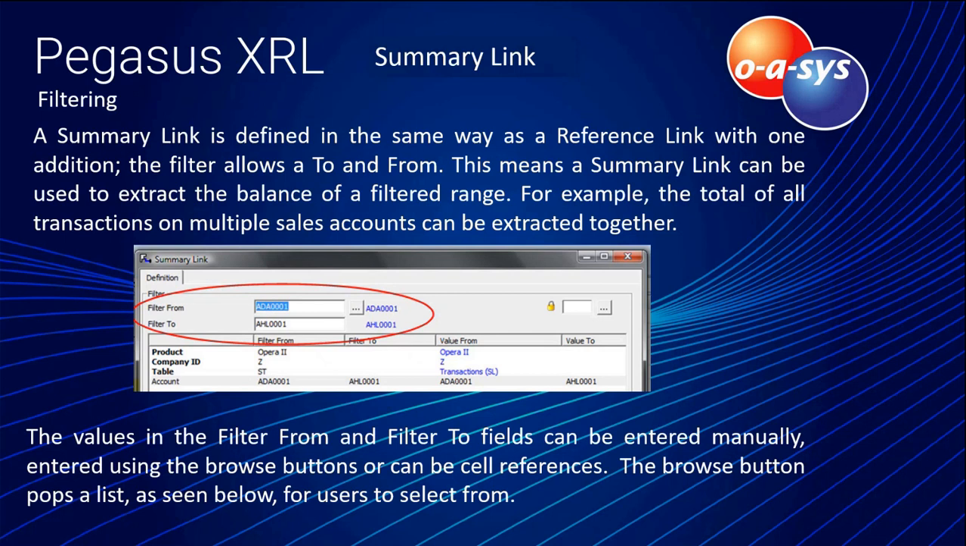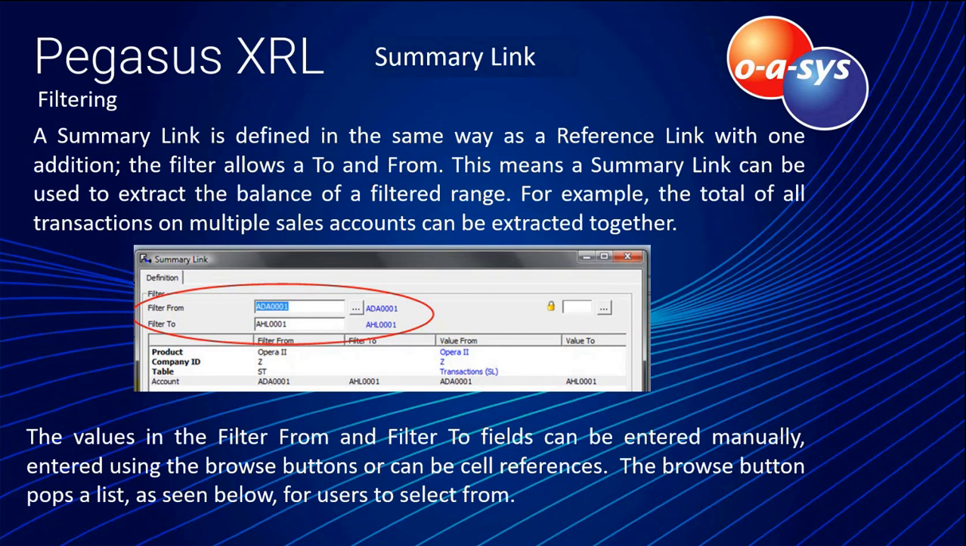So filtering in the summary link is a little bit different. A summary link is defined in the same way as a reference link, with one addition. The filter allows a to and from. This means a summary link can be used to extract the balance of a filtered range. For example, the total of all transactions on multiple sales accounts can be extracted together.